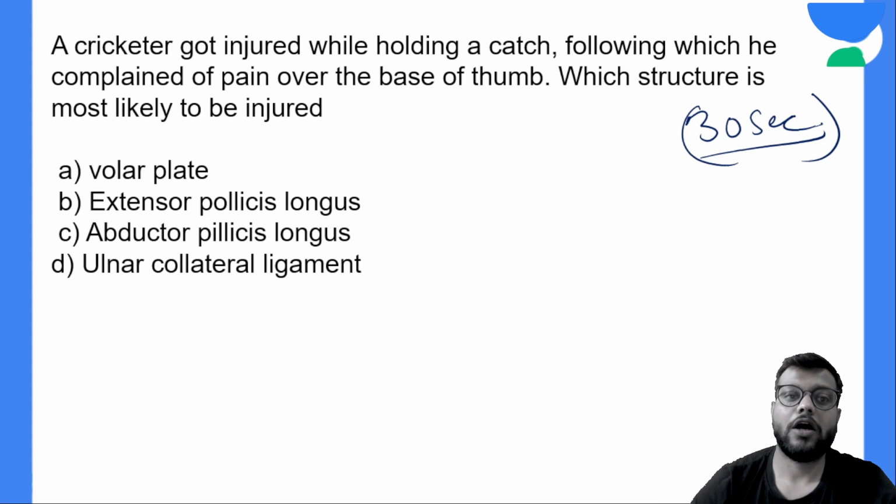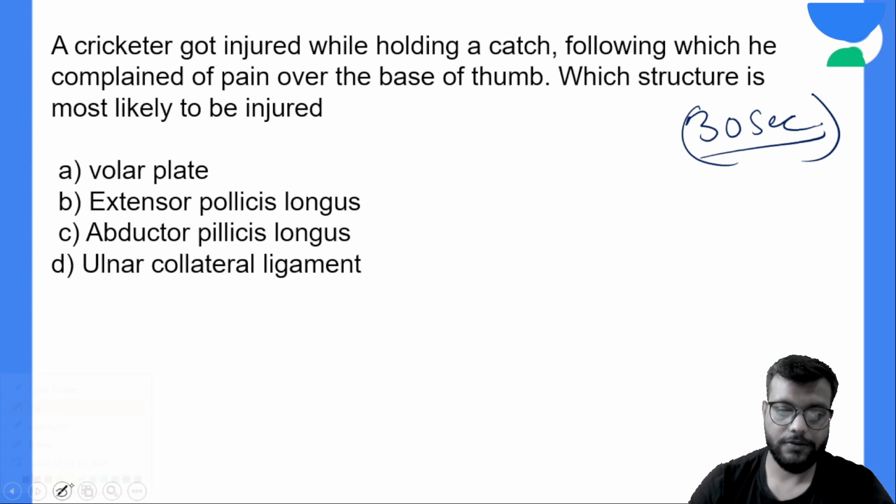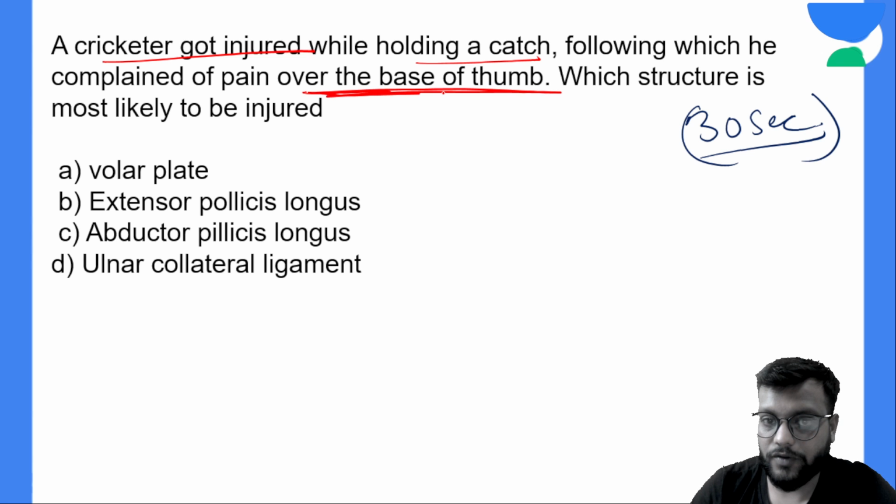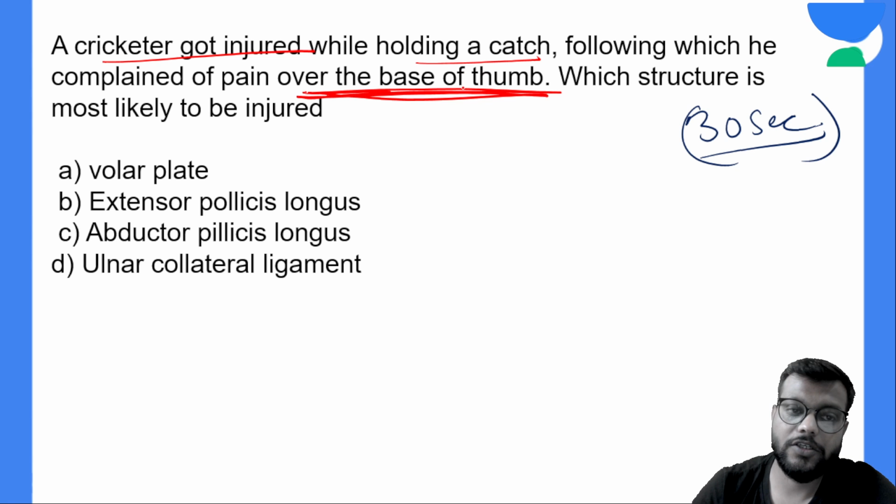Okay, so a cricketer got injured while holding a catch, following which he complained of pain over the base of the thumb. Which structure is most likely diagnosis?